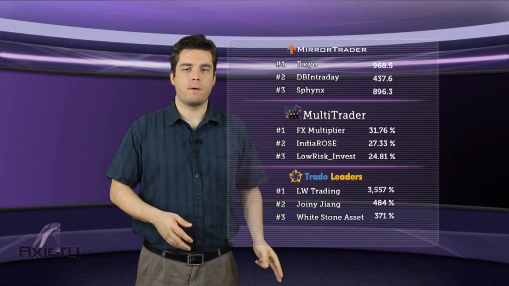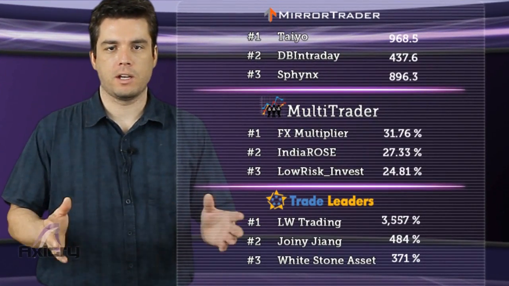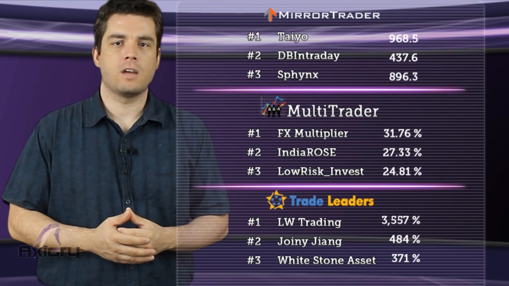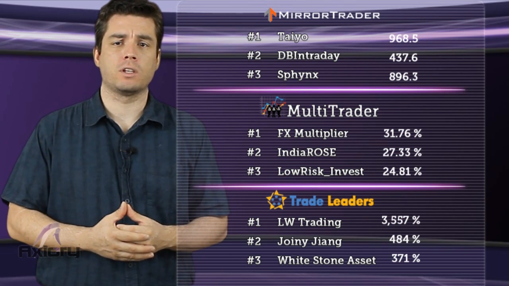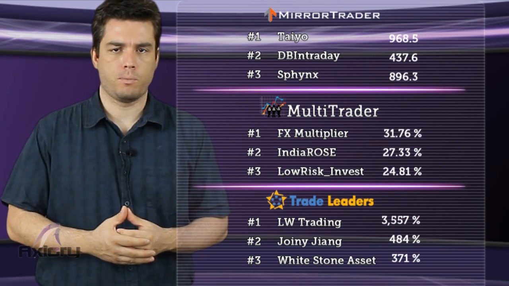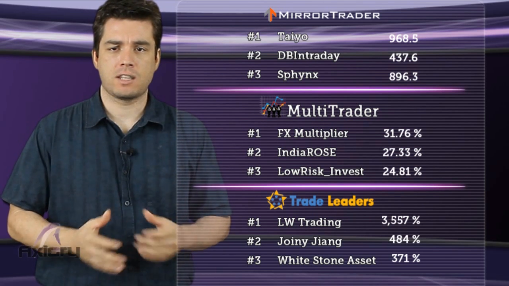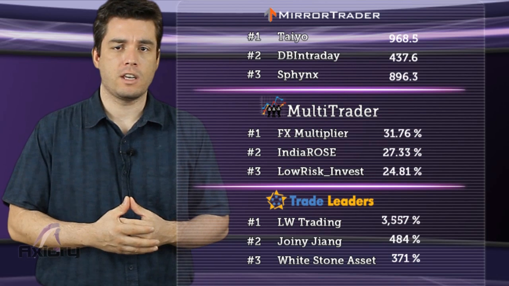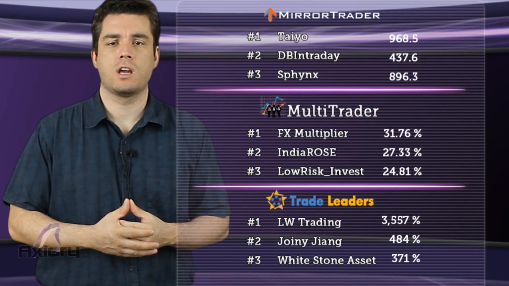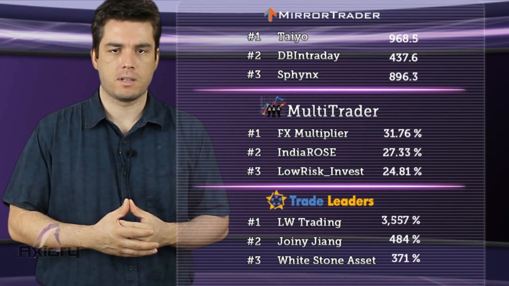Now a short summary of the best traders and strategies available here at Axiory. Tesla strategy is holding at first place and was able to increase slightly by 22.2 pips. On the other hand, second, DB intraday fell slightly and now stands at 439 pips. Sphinx in third place remained without any change at 896.3 pips.